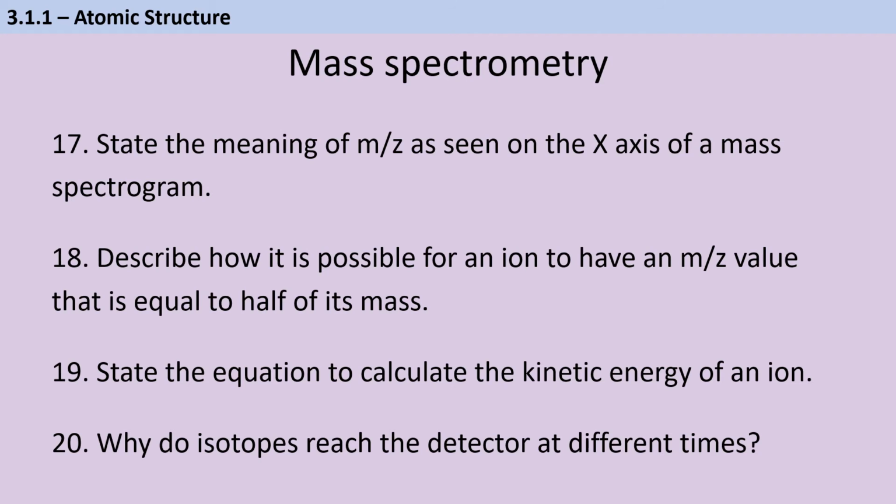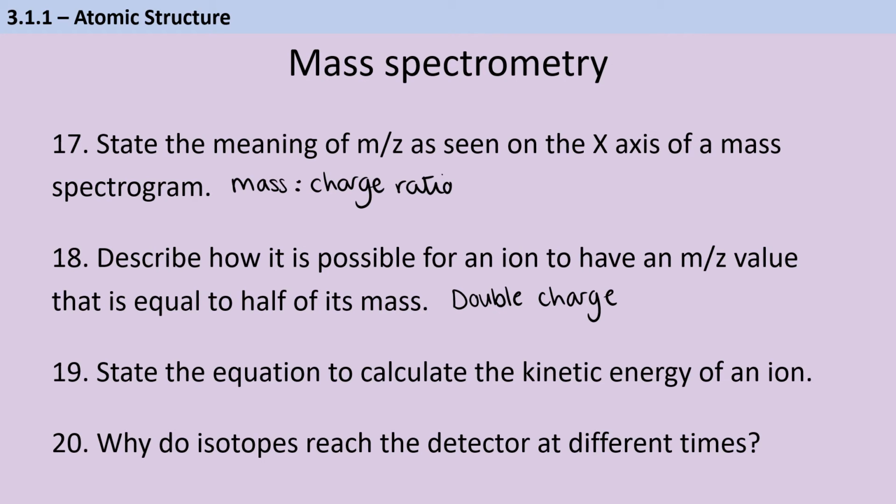M over Z stands for mass divided by charge. So this is going to be the mass to charge ratio. And usually the charge would be a single positive charge. So usually the M over Z ratio is actually going to be equivalent to the mass of your sample. However, it is possible for an ion to have an M over Z value that is half of its mass, and that will occur if it becomes double charged.